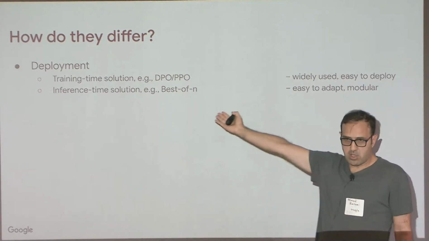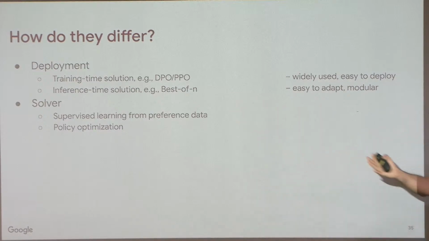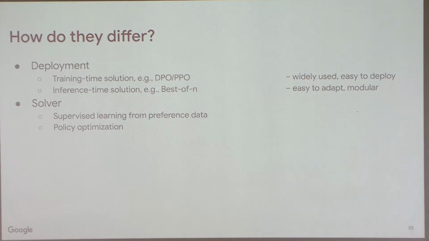Some of them are inference-time solutions like best of n. So now you need to do extra work at inference time. As we see, it's modular and easier to adapt, but from an infrastructure perspective, it's harder to serve to the users. Then they differ in terms of solvers. DPO requires you to just do supervised learning, so it's much easier to do, whereas policy optimization generally requires rollout. So again, a different type of infrastructure is required to solve those kinds of problems.